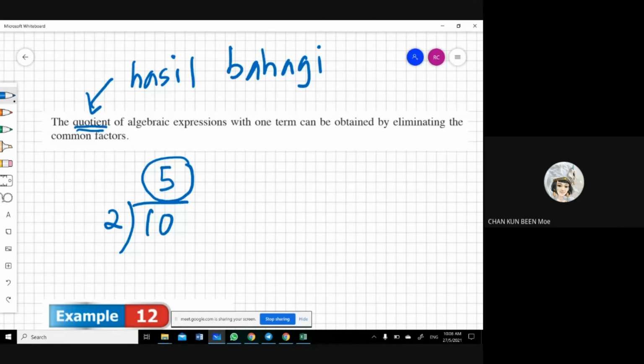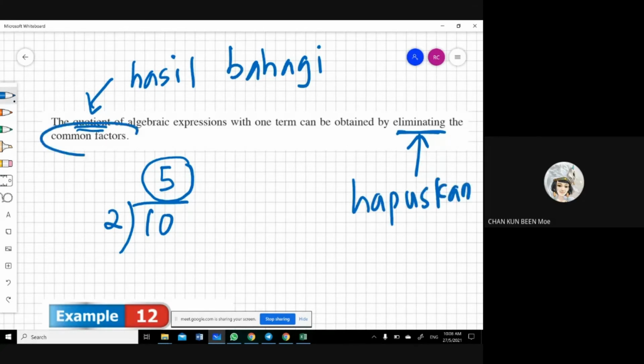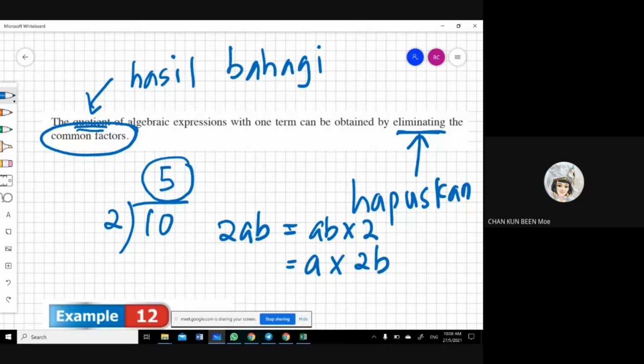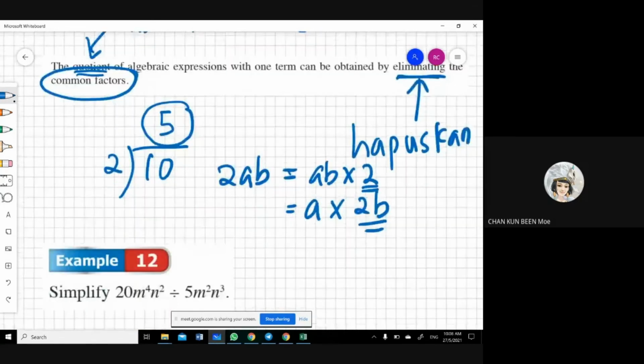Okay, so the quotient of algebraic expression with one term can be obtained by eliminating the common factor. Eliminate means you hapuskan. Hapuskan common factor. What are common factors? It's just like 2ab. The factor for 2ab, for example, if ab is a variable, the factor is 2. If a is a variable, the factor is 2b. Okay, it's just like the coefficient multiplied by the factor. So don't worry about this. This is just a bit of explanation to you. The most important is to know how to solve it.